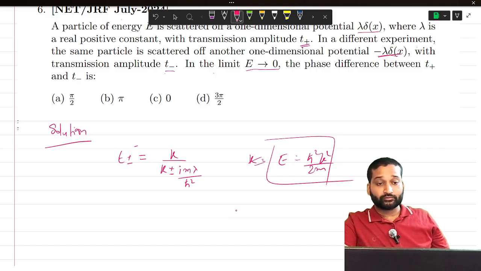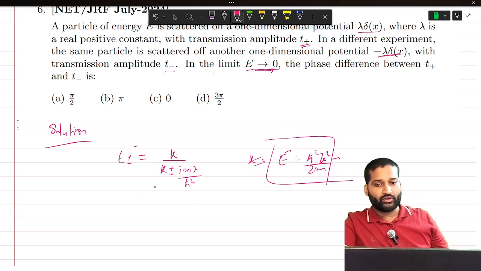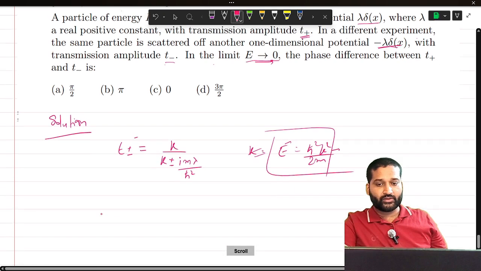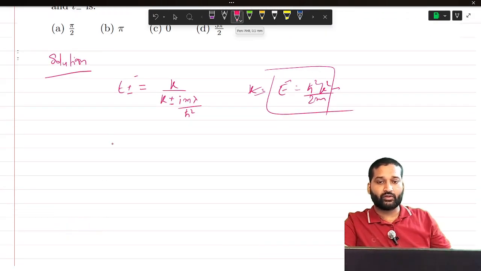The limit here is E tends to 0, which means K tends to 0 in the limiting value. So let's go for the positive delta, T plus, when scattered from lambda delta x. So this is for K plus i m lambda upon h cut square.